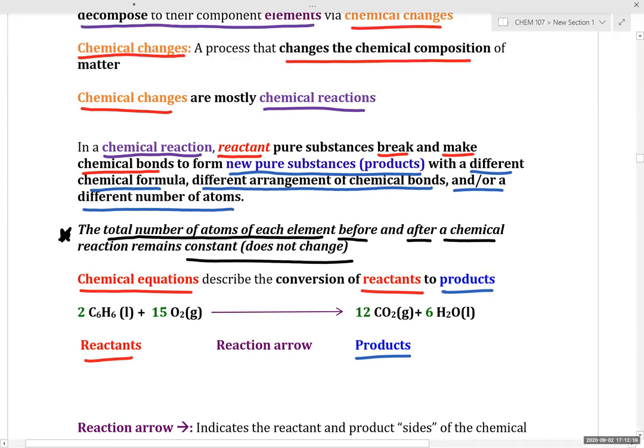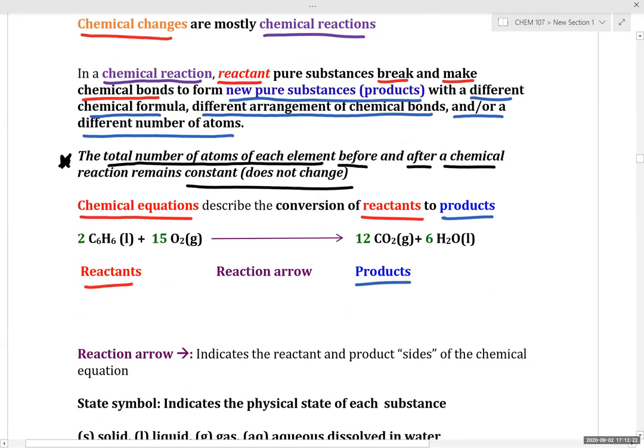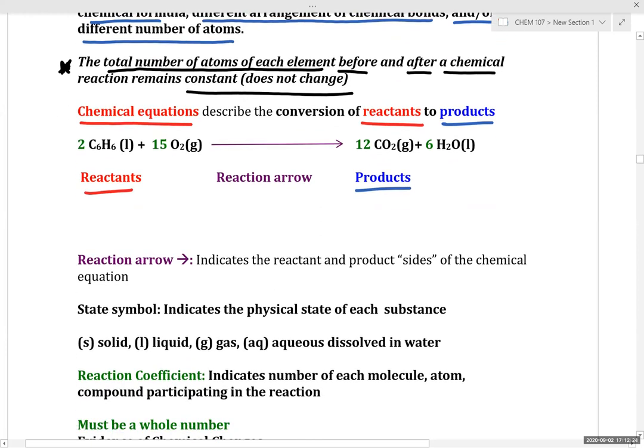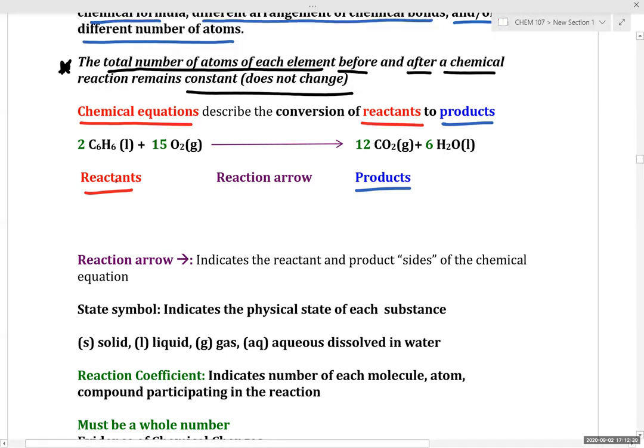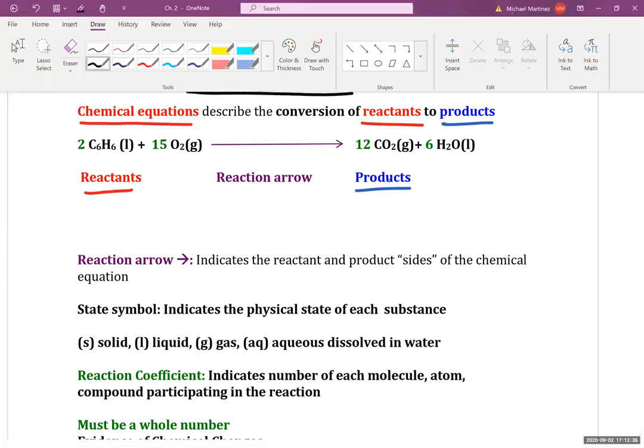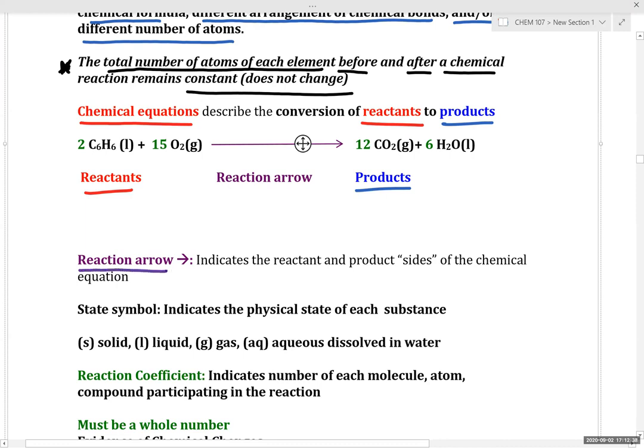Now, to give everyone an introduction to how we read chemical equations, there are a few things that you need to be familiar with. The reactants are on the left, the products are on the right, and in the middle is what's known as the reaction arrow. This indicates the reactant and product sides of the chemical equation.